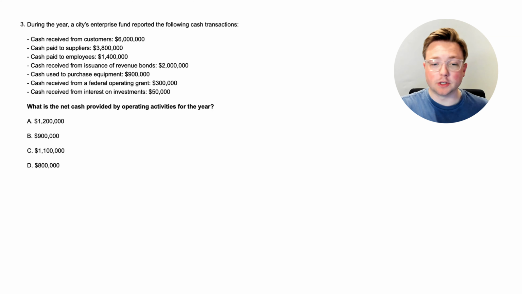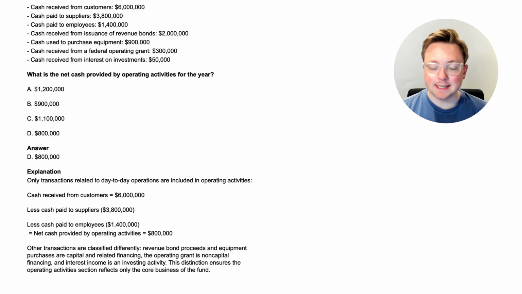Somewhat similar to the previous question, but again, we are only focused on the operating activities here. So let's take what we learned in the previous question and try to apply that here. Pause the video if you need to do the calculation, and when you're ready, come back. We'll look at the answer together to see how you did. All right, here we are at the answer D, $800,000.